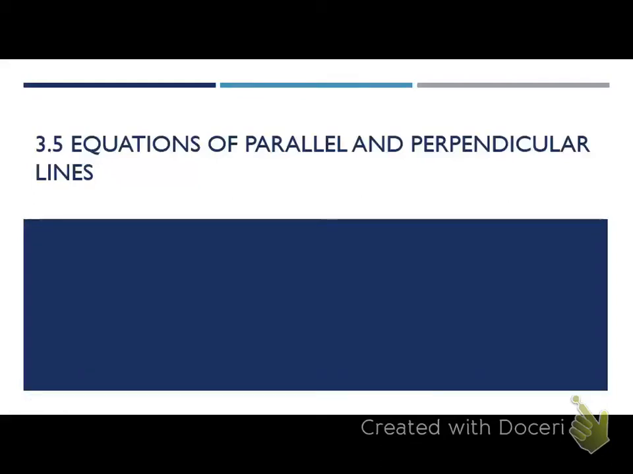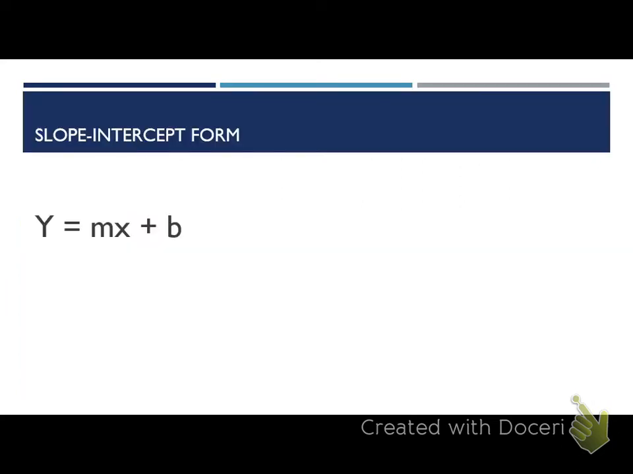3.5 is about equations of parallel and perpendicular lines. So if you're someone who's like, I do not love geometry, I love algebra, this is an algebra section. So you will see how it relates to geometry here in a second. But the first thing we're going to do is talk about slope-intercept form.